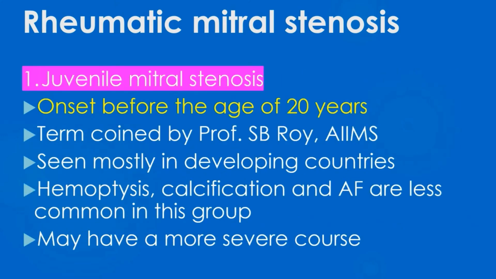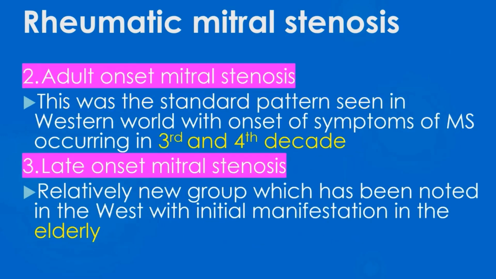The following chronological classification can be considered. 1. Juvenile mitral stenosis. Onset before the age of 20 years, the term coined by Professor S.B. Roy, seen mostly in developing countries. Hemoptysis, calcification of the valve, and atrial fibrillation are less common in this age group, but they have a more severe clinical course. 2. Adult onset mitral stenosis.